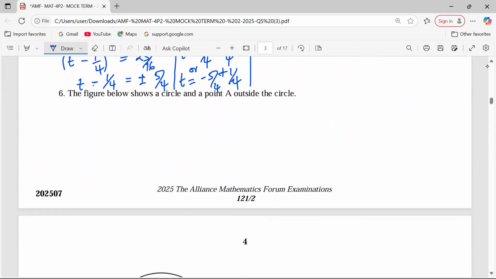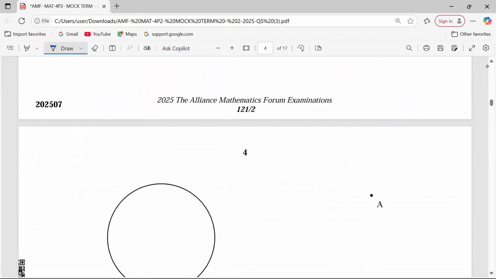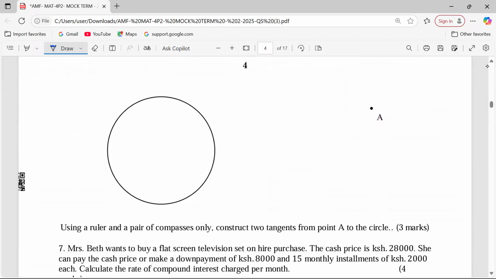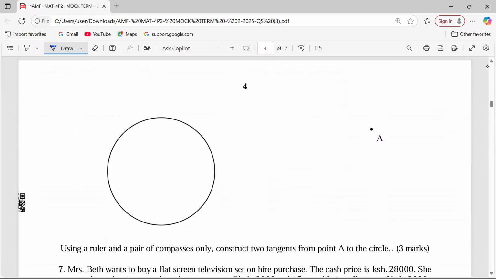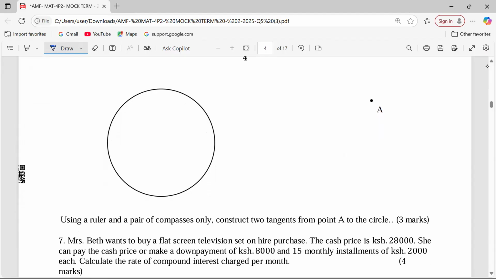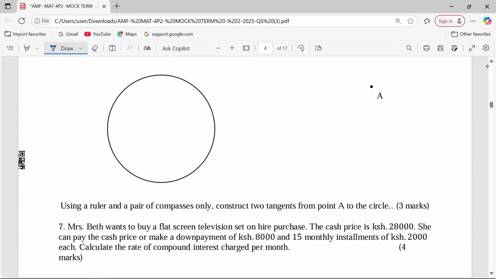The figure below shows a circle and a point A outside the circle. Here we can all see point A outside the circle. I hope you can see the dot for point A, and you can see the circle. So they have been presented so clearly. Then what is the demand statement from the examiner? Using a ruler and a pair of compasses only, construct 2 tangents from point A to the circle.